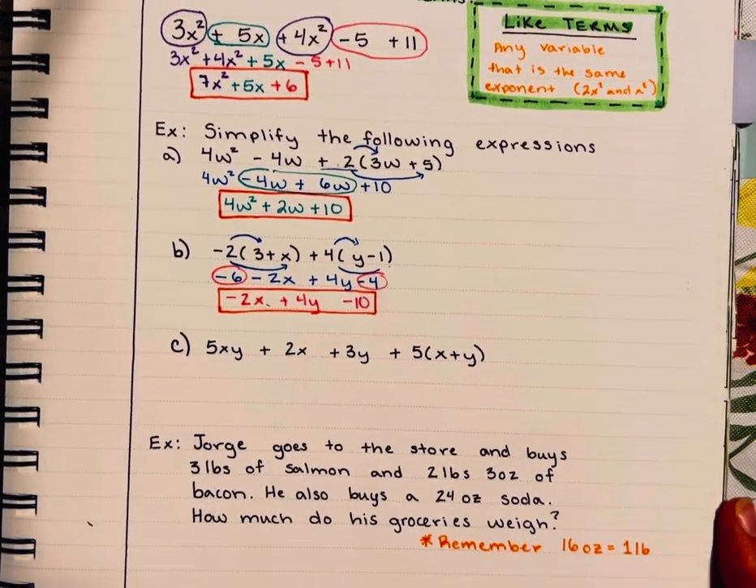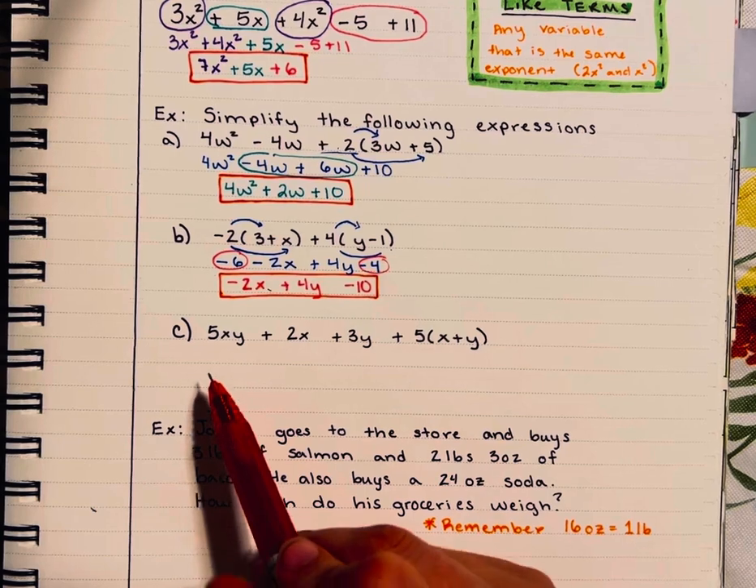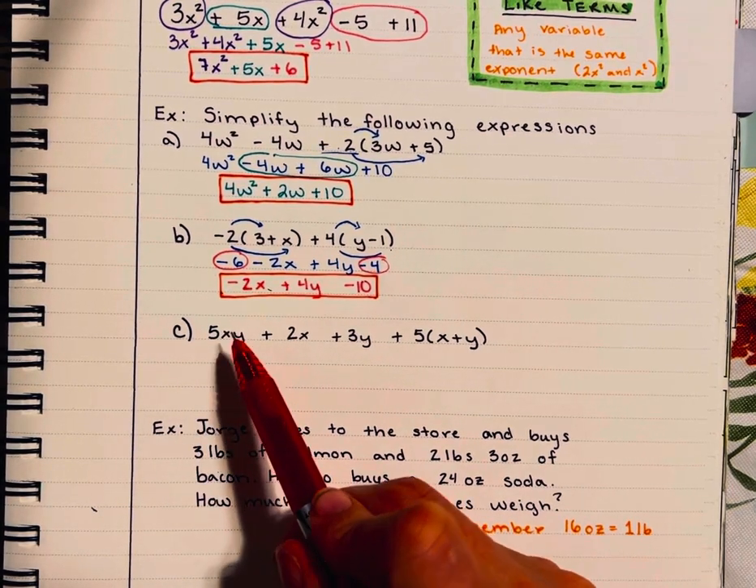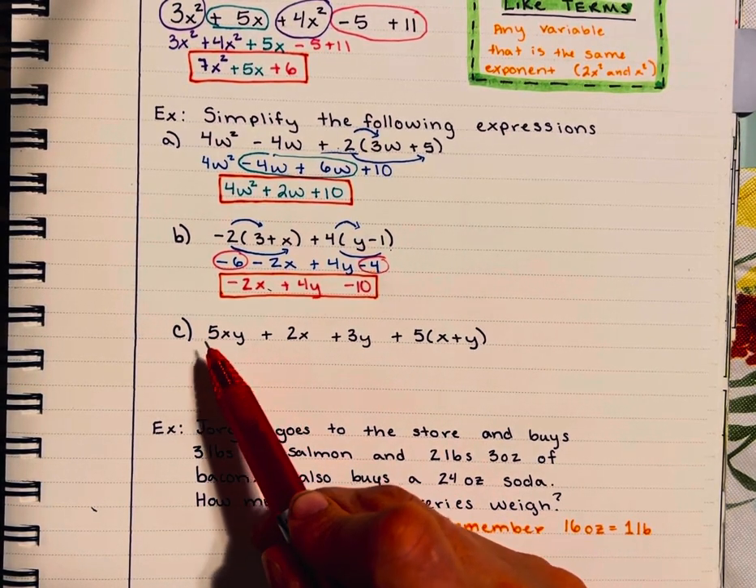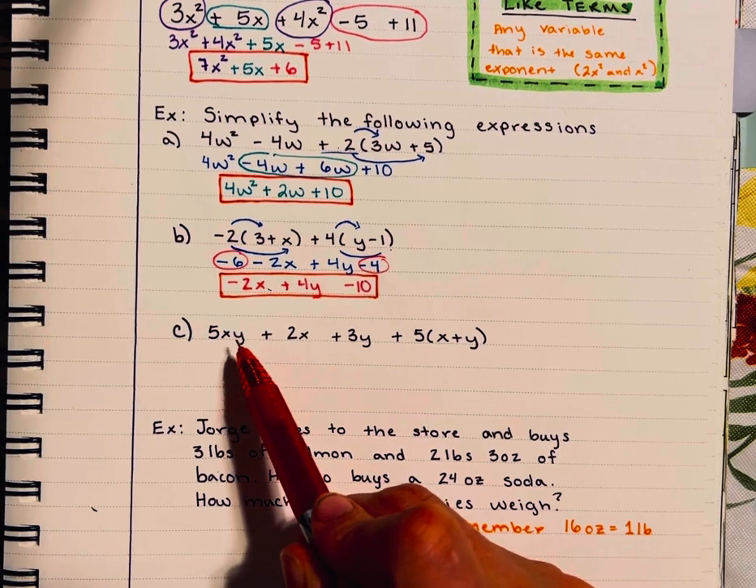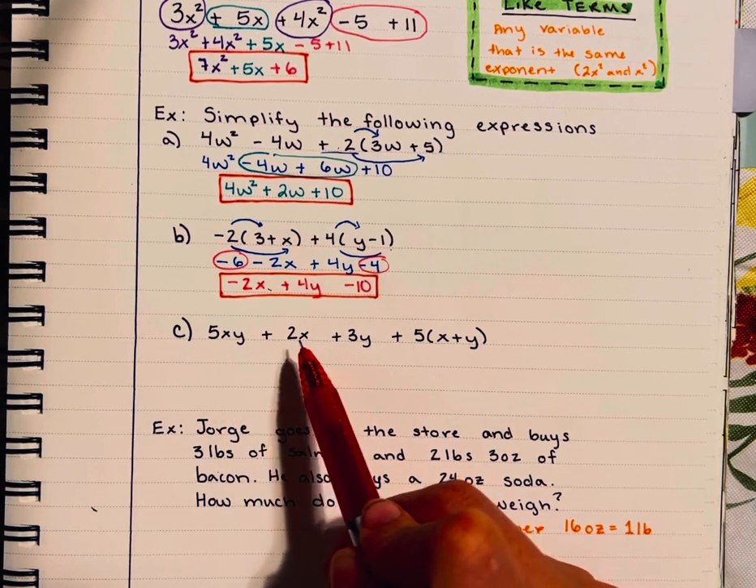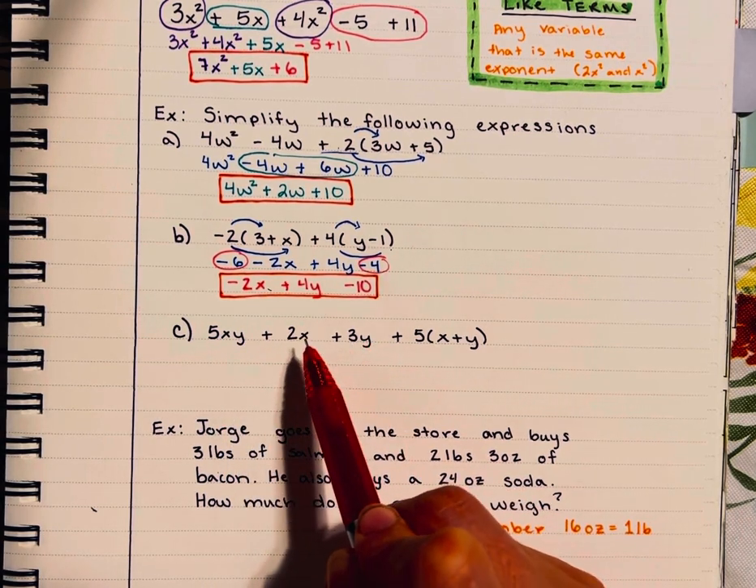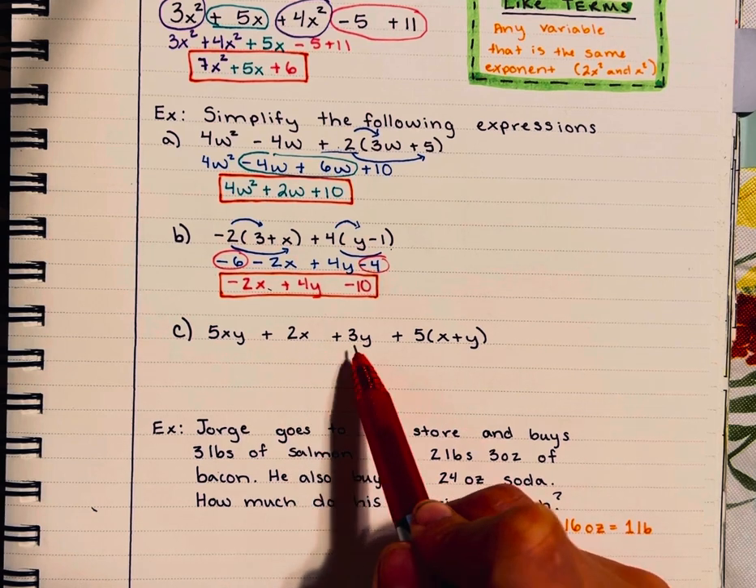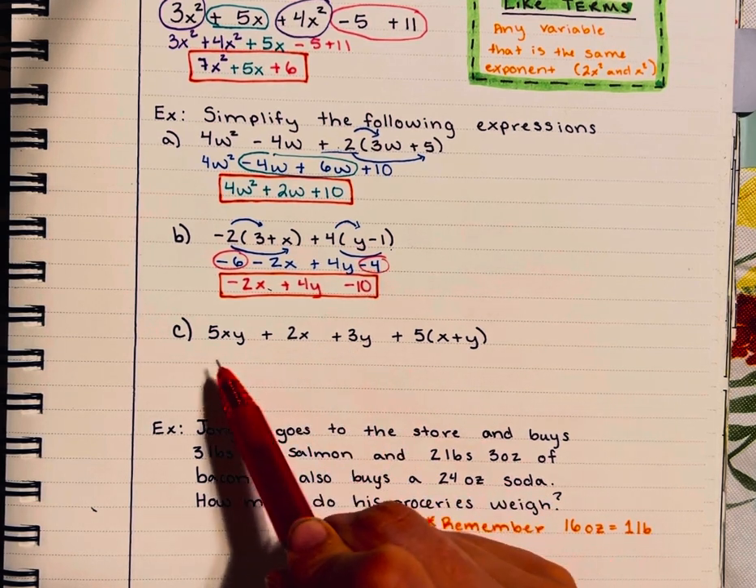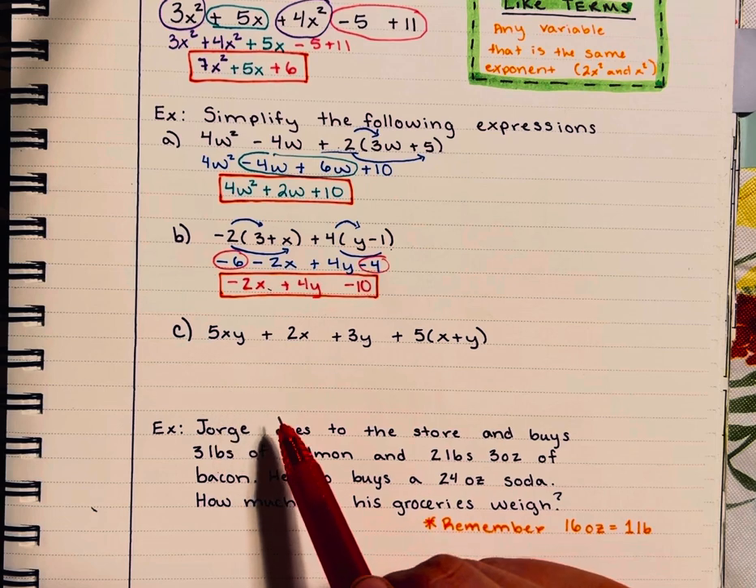For this last example, this one is kind of tricky because I have an x and a y together. Now, because they are together, this is a term all of its own. It is not going to be a like term with the 2x or the 3y because 2x doesn't have a y with it and 3y doesn't have an x with it. So these are not going to be like terms with the xy.